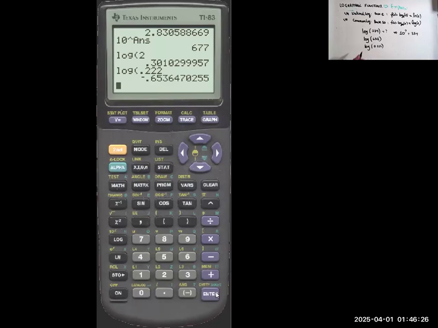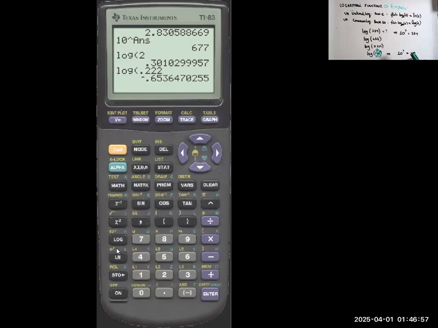Okay. What if I do log of negative 10? What are we asking here? 10 raised to what number equals negative 10? That one has no solution. This is impossible. But of course, we know, as we said before, that the domain of the log is all positive numbers. Log doesn't like negative, log doesn't like 0.